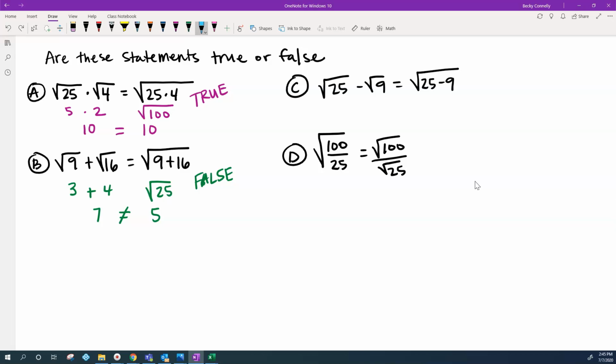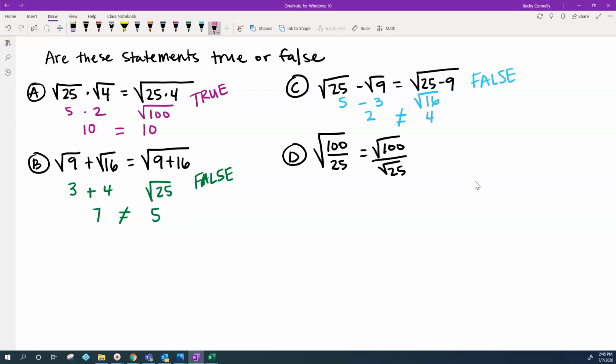Right, so again, if we take the square root of 25, that's 5. The square root of 9 is 3. Subtract those, you get 2. And then 25 minus 9 is 16. The square root of 16 is 4. So this one is also not equal. Right? So with subtraction, we can't just split these up into two different things.